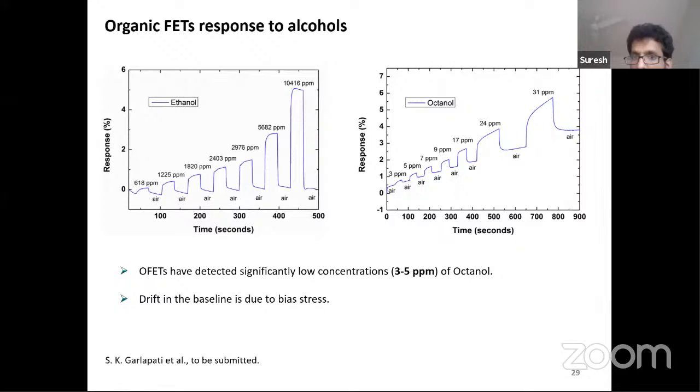You can also measure octanol. Octanol has, let's say, longer chain alkyl molecules, so that also we can detect. In this case, the detection level is 3 parts per million. Imagine such a low detection level is very useful for several applications.